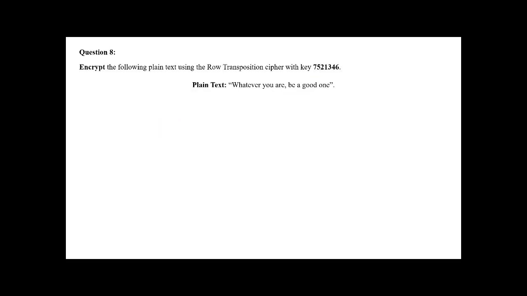Now, with the next technique, which is the row transposition cipher. So let's start by reading the question, and then we discuss how to use this cipher technique. So the question says, encrypt the following plain text using the row transposition cipher with key 7521346.